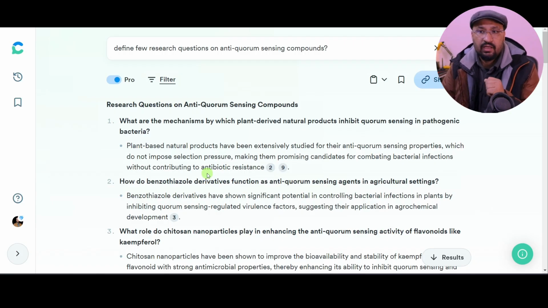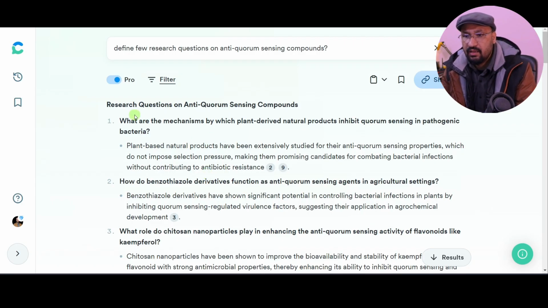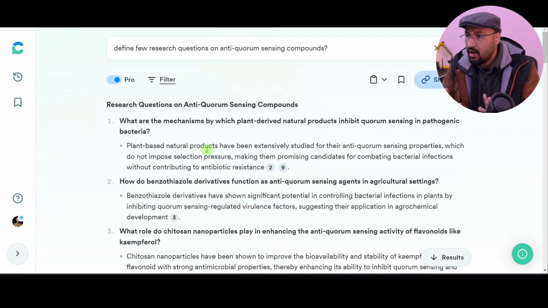So here you can see that there are a lot of research questions. I'll take the example of the first one, which is right over here. What are the mechanisms by which plant-derived natural compounds inhibit quorum sensing in pathogenic bacteria? That could be a very good research question. We will just change it a little bit, and then we'll see what we should do next. So now we have our research question, where we need to identify novel natural plant-derived compounds to inhibit the quorum sensing signaling of pathogenic bacteria, which is Pseudomonas aeruginosa in this case.